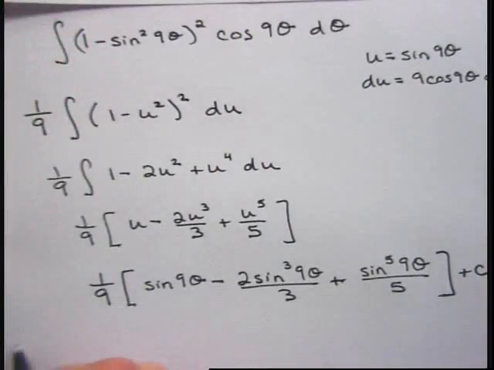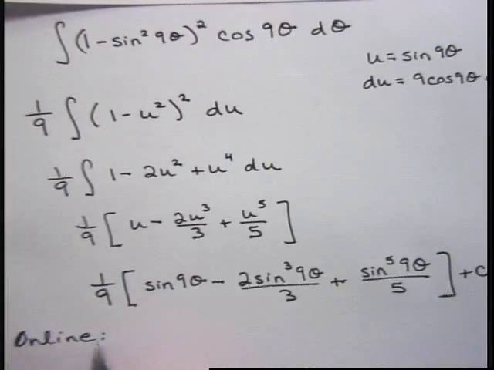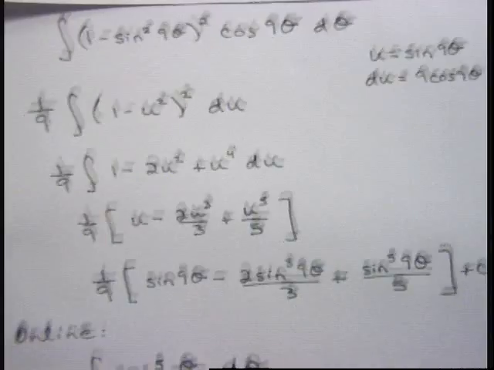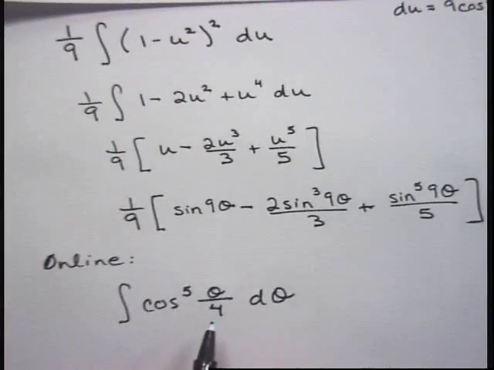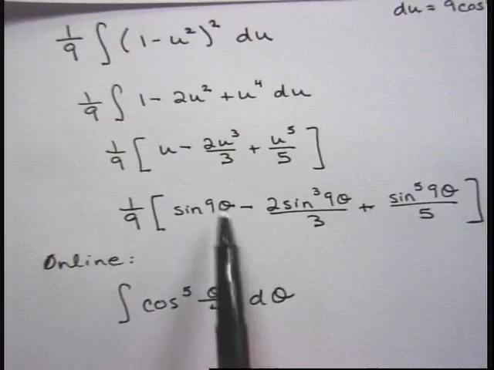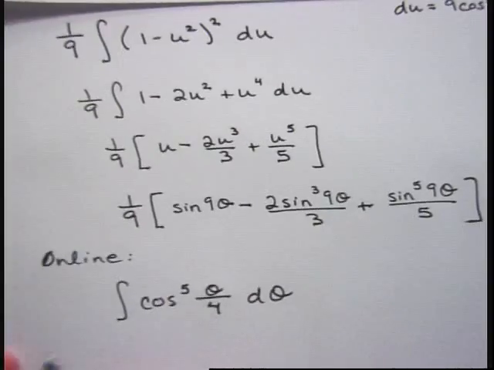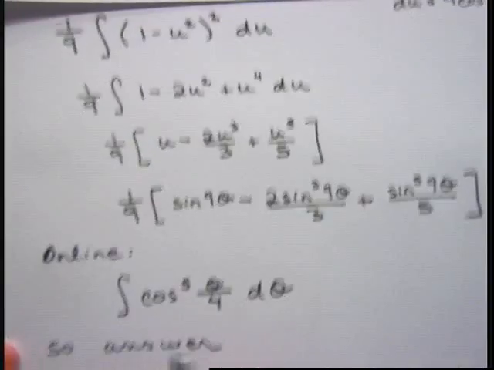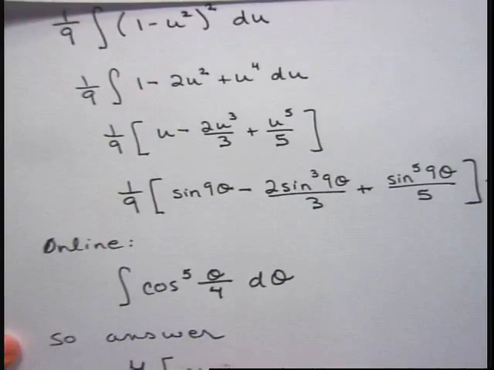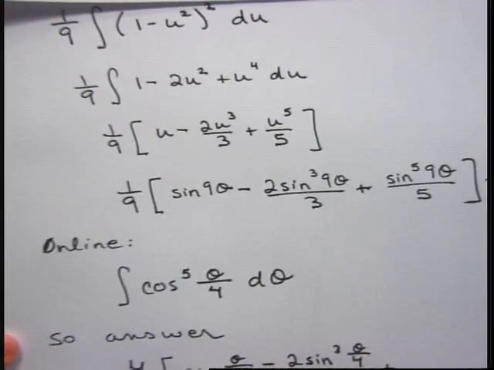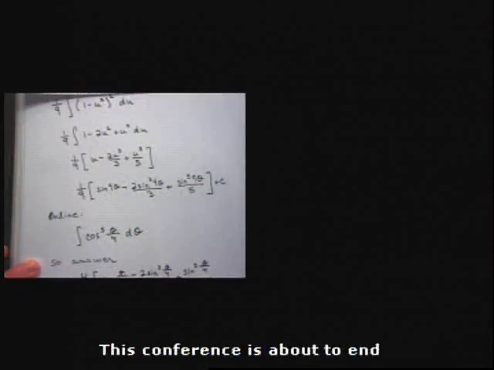All right, and so now on this problem online, it was actually the antiderivative of the cosine to the 5th of theta over 4. It wasn't 9 theta. So what's going to happen is you're going to have just a 4 in front, right? And then you'll have theta over 4s everywhere. So is that okay? I screwed up. So the answer is 4, and then sine theta over 4 minus 2 sine cubed theta over 4 over 3 plus sine to the 5th theta over 4 over 5 plus c. That's what it is for the one online.